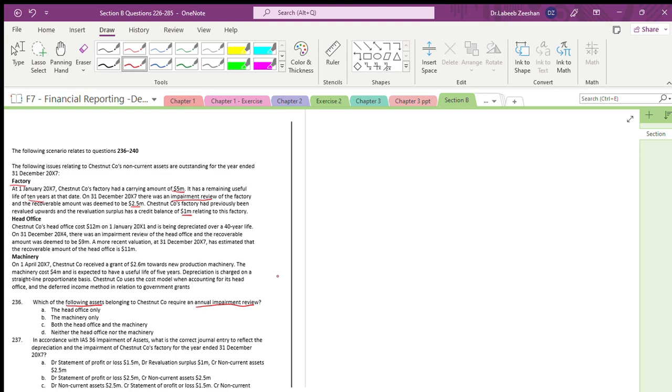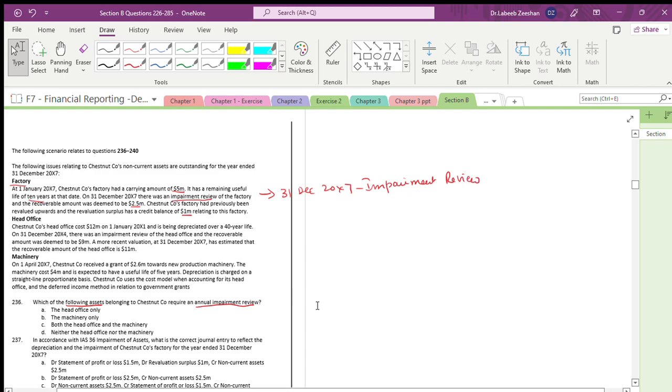Fine, good. Next means they have done the remaining model on 31st December. There is an impairment due. They have done it on 31st December 2007. Is it right? No. Which of the following assets belong to the annual impairment review? That they have done on their review, they have done the impairment review on 31st December. Fine, good, no problem.